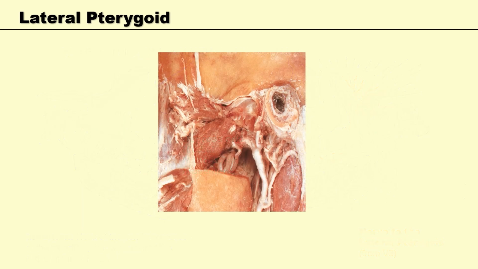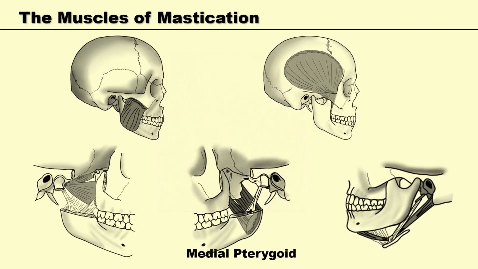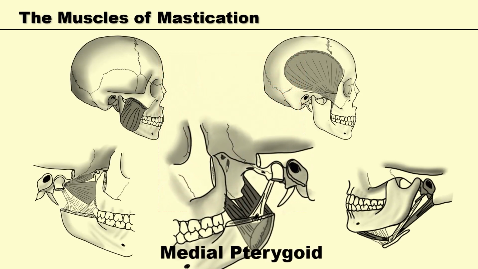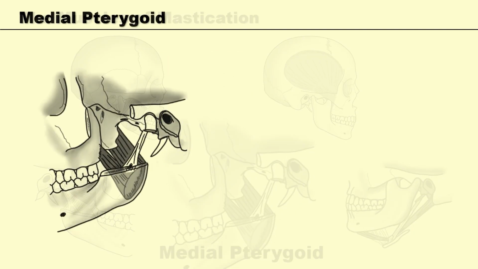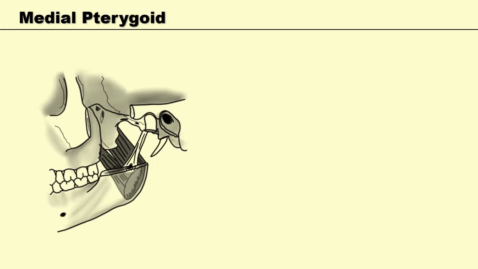In this prosection we can see that the zygomatic arch has been removed, and the ramus of the mandible has also been removed to reveal the lateral pterygoid muscle here. Let's go and have a look at the next of the pterygoid muscles, the medial pterygoid muscle. The medial pterygoid muscle, like the lateral, has two parts. It has an anterior part and a posterior part.